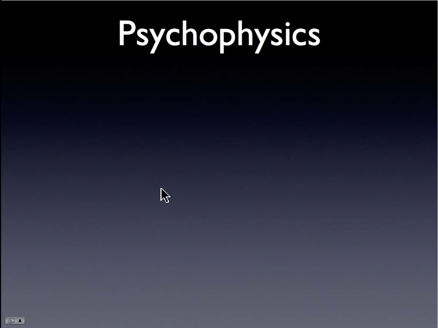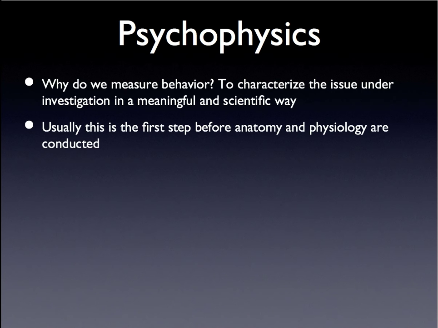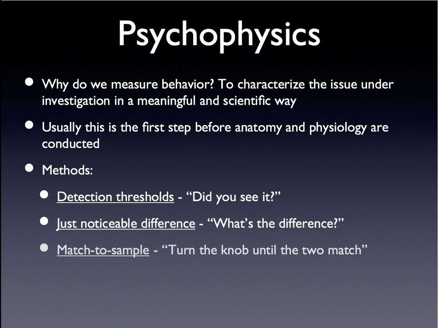Another thing that we can do that's not invasive is using psychophysics. So psychophysics is just a formal name for measuring behavior. Psycho meaning in the mind and physics meaning in the outside world. And we want to measure behavior because we want to characterize behavior in a very accurate way before we go in and start getting measurements of physiology. So you usually do this as the first step before conducting anatomy and physiology. There are many ways of doing this, which I'm just going to hint at here.